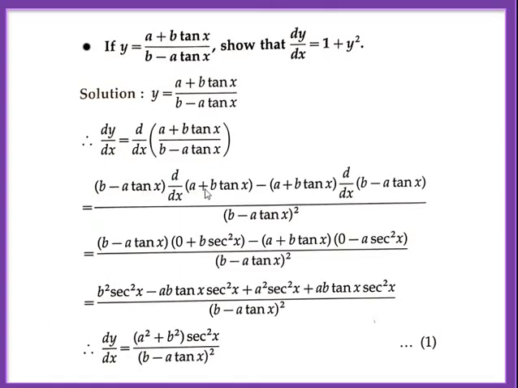Denominator into derivative of numerator minus numerator into derivative of denominator upon denominator square. What is derivative of tan x? Sec square x. That's it. So just open all the brackets, simplify. You will notice that dy/dx comes out to be (a square plus b square) sec square x upon square of what? Denominator. That is square of (b minus a tan x). Few terms get cancelled. See.